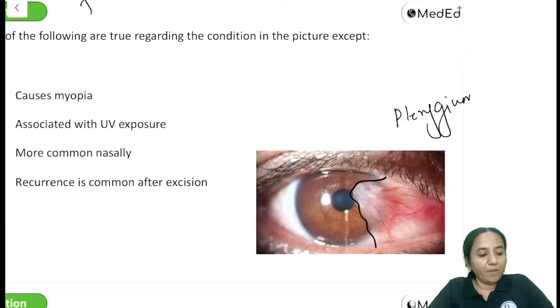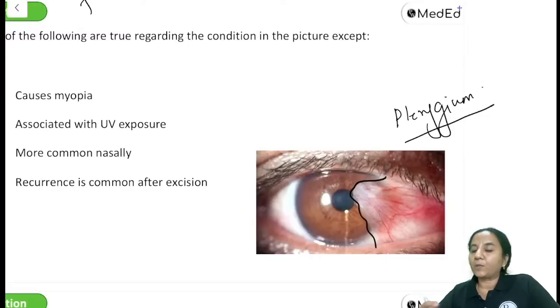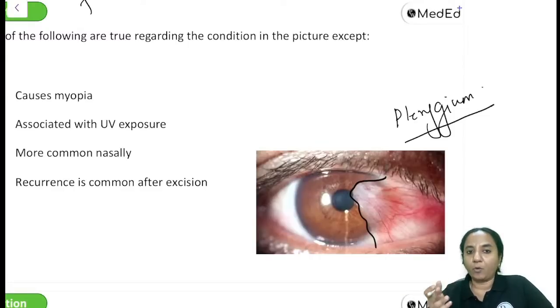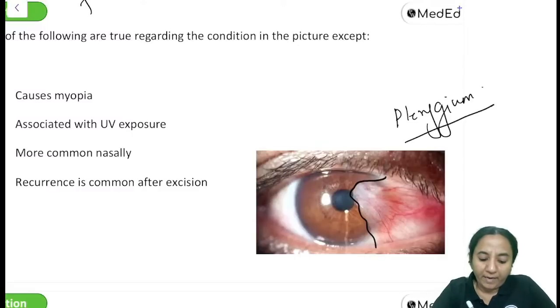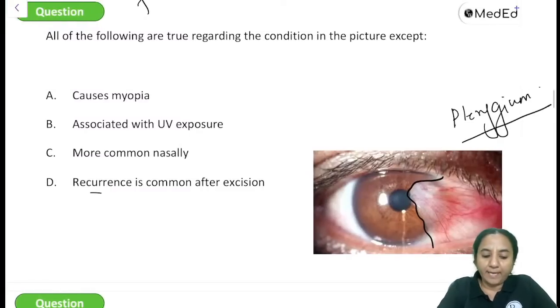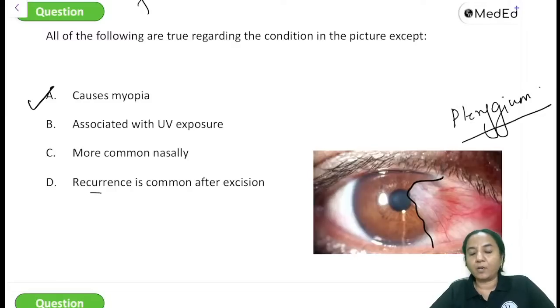Now pterygium, we all know this is more common on the nasal side. It is associated with UV ray exposure, and that's why it is seen in farmers and in outdoor workers. The treatment of pterygium is excision, but recurrence is common. So all this is correct. What is wrong is that it causes myopia. It doesn't cause myopia.